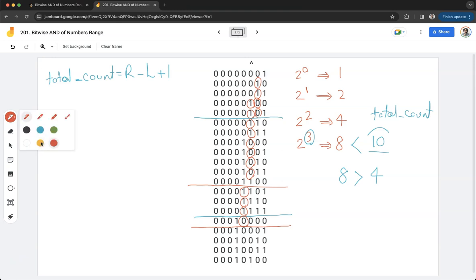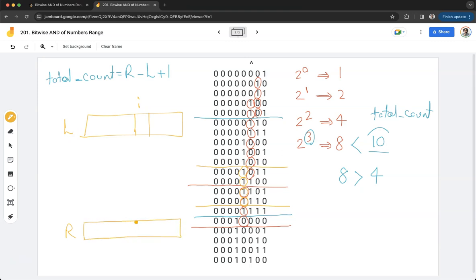But if that one is from, for example, here to here, we see that all of them are 1. So 1, 1, 1, 1. So how do you find out? In order to check this, you just need to check L and R. Why? If you're checking bit I, you just need to check if left has that bit and if right has that bit. That bit is set for L and R.